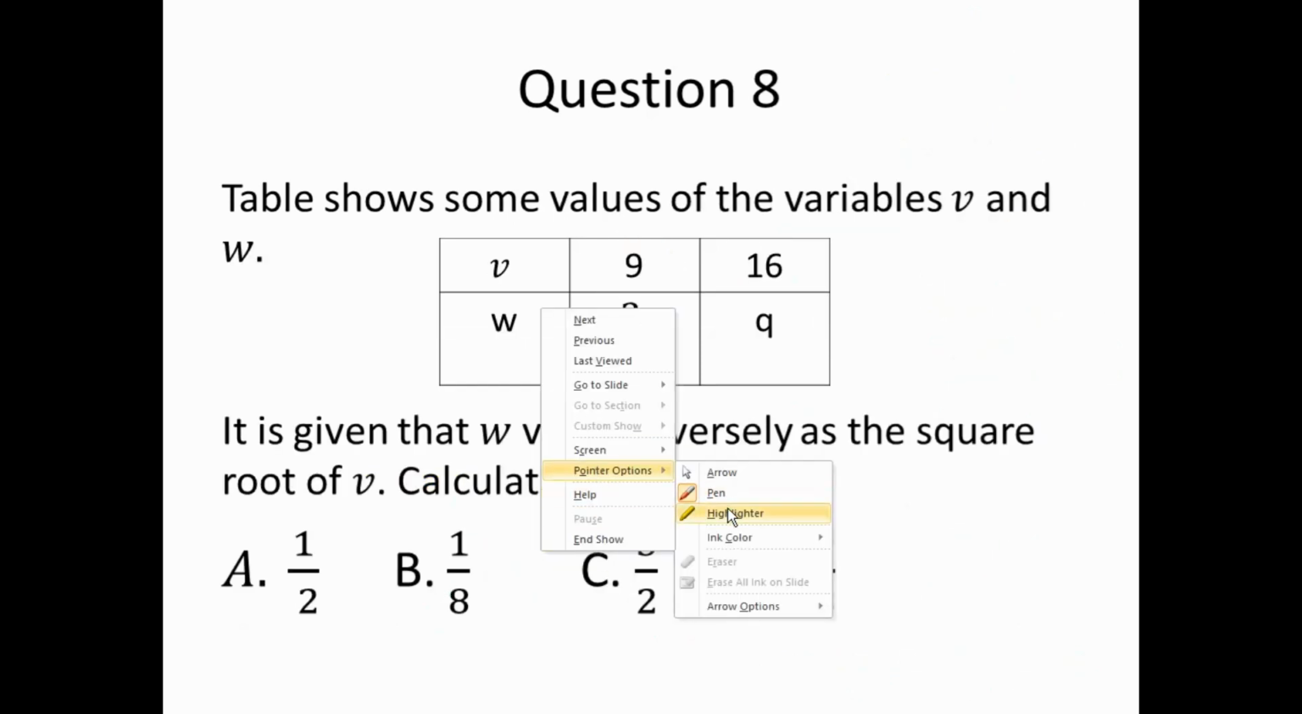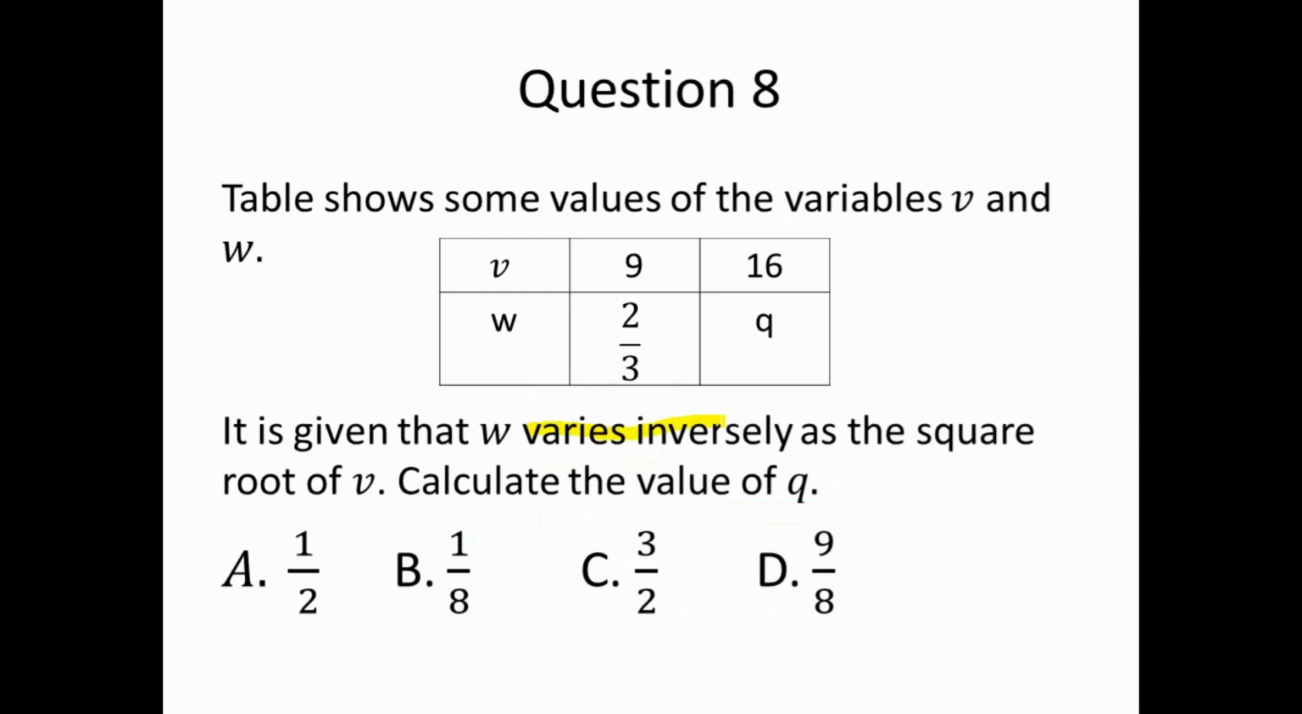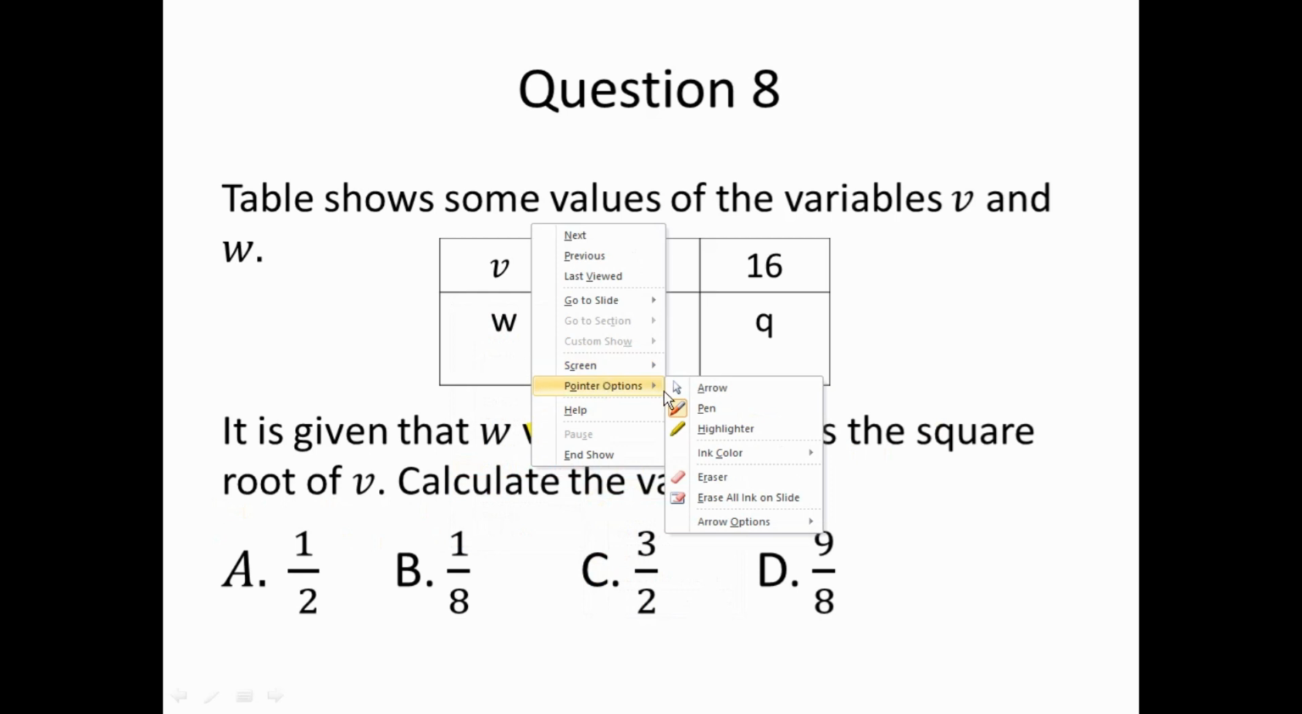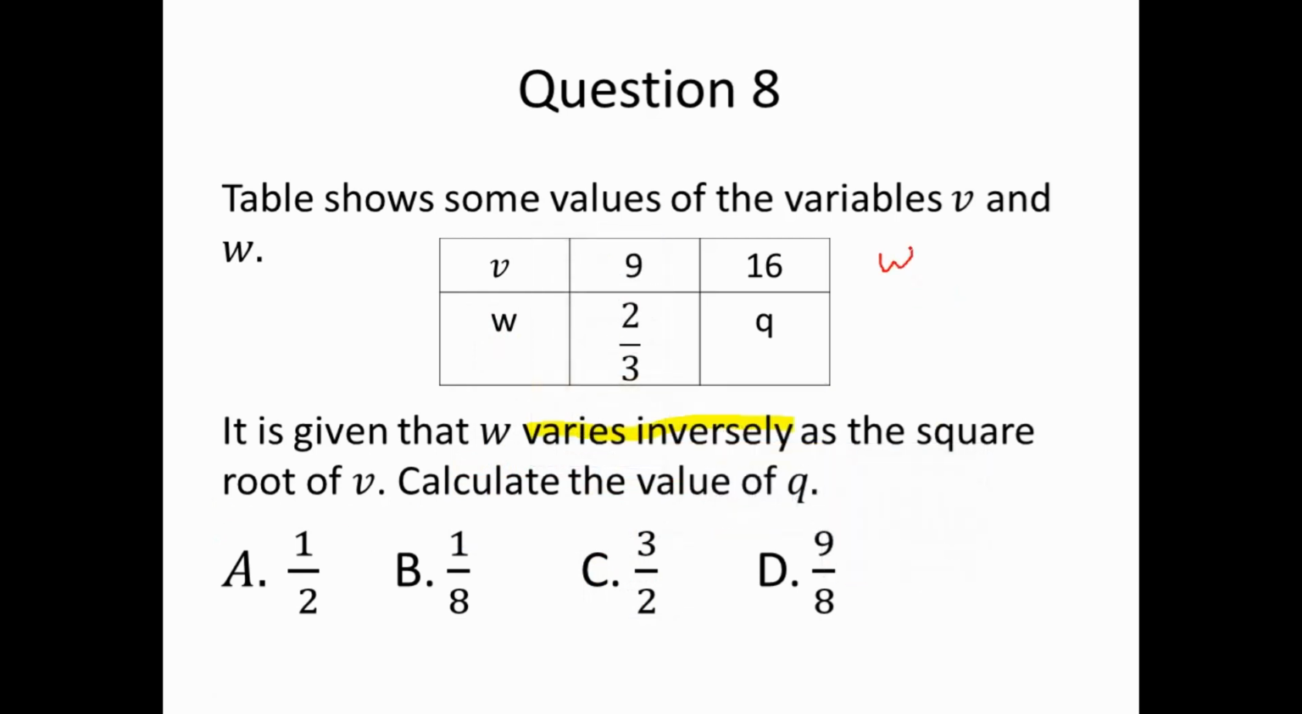Number 8. Highlight the keyword. W varies inversely as the square root of V. So the relation will be W inversely means 1 over the square root of V. The equation will be W equals K over the square root of V.